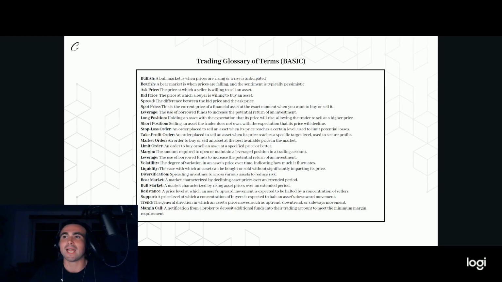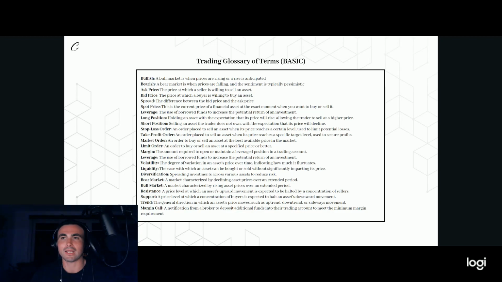Bear market, a market characterized by declining asset prices over an extended period. Bull market, a market characterized by rising asset prices over an extended period. Resistance, a price level at which an asset's upward movement is expected to be halted by a concentration of sellers.